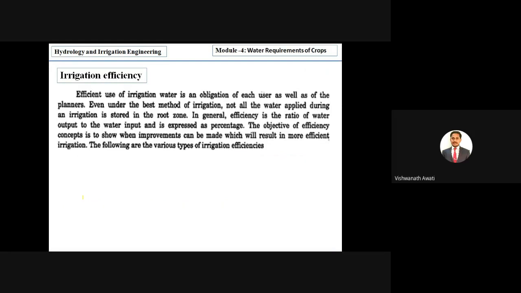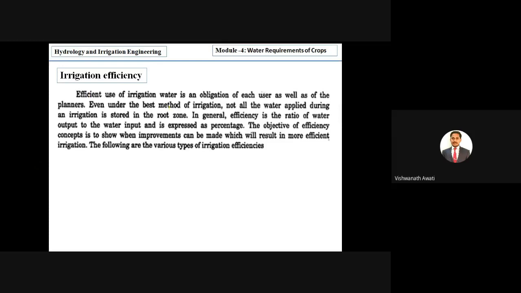We'll go for the next topic, which is irrigation efficiencies. We will see why irrigation efficiency is important and why we have to study it. Efficient use of irrigation water is an obligation of each user as well as a planner. So effective use of water is a main goal of a planner or user.